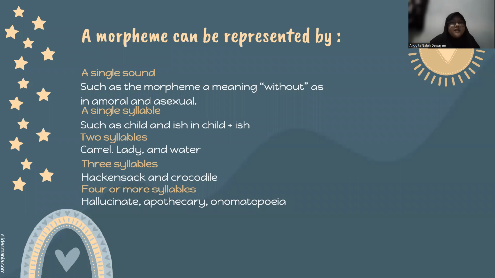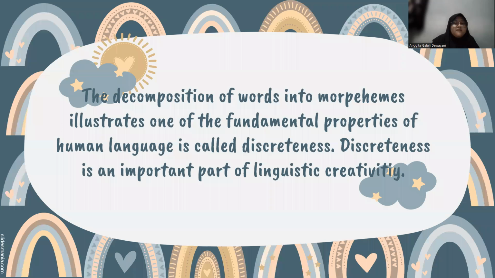A morpheme can be represented by a single sound, such as the morpheme a meaning without, as in amoral and asexual; a single syllable, such as child and ish in childish; two syllables, such as camel, lady, and water; three syllables, such as hackensack and crocodile; and four or more syllables, such as hallucinate, apothecary, and onomatopoeia. The decomposition of words into morphemes illustrates one of the fundamental properties of human language, called discreteness. Discreteness is an important part of linguistic clarity.